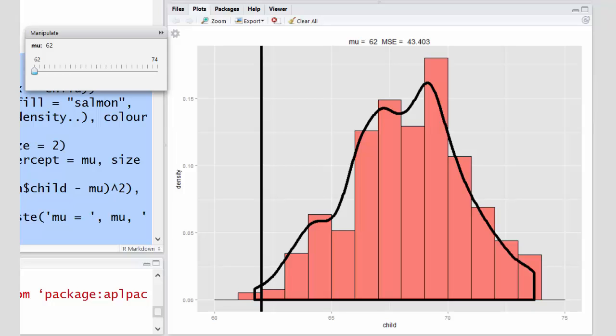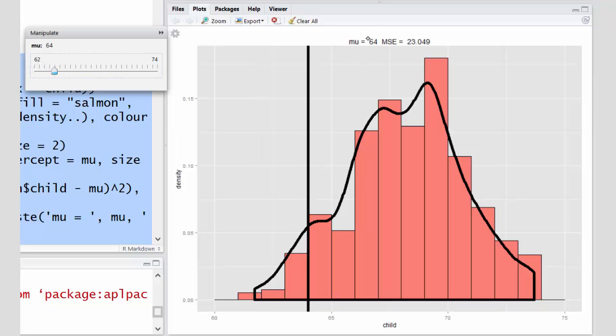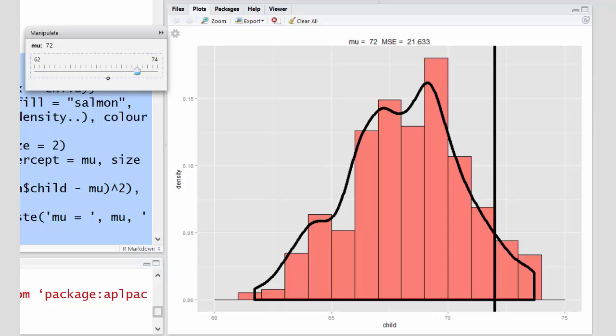Here's the result of running the manipulate command. Here, in the salmon-colored bars, is our ggplot with an overlaid continuous density estimate. The vertical line represents our current estimate of mu. I can move this slider along here. As you see, as the specific value of mu changes right here, the mean squared error, which is a measure of imbalance, how much this graph is teetering or tottering if it were to use this line as a fulcrum point, changes. As you can see, as we get towards the center of mass, the mean squared error gets lower, and as we move away from the center of mass, it goes back up again.